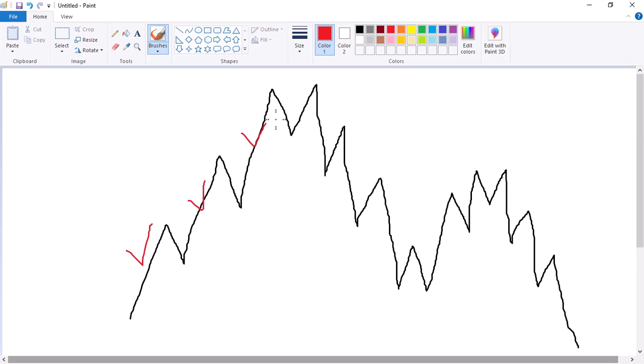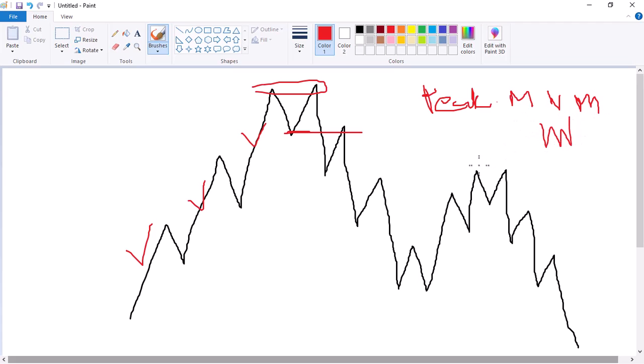After three levels, you start looking for what we call a peak formation. When the peak formation is locked in, you look for a break of the neckline of that peak formation. The peak formation can be an M, a W, a triple top, a triple bottom, or a head and shoulders, depending on the pair that you are trading.